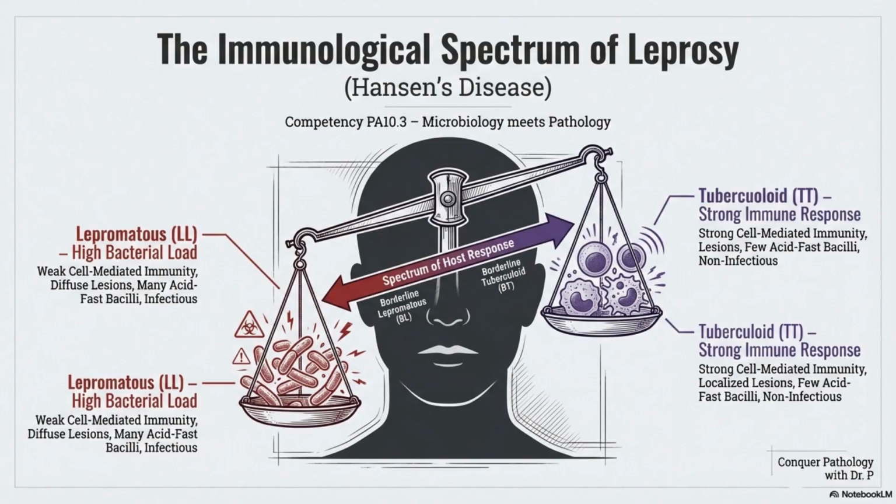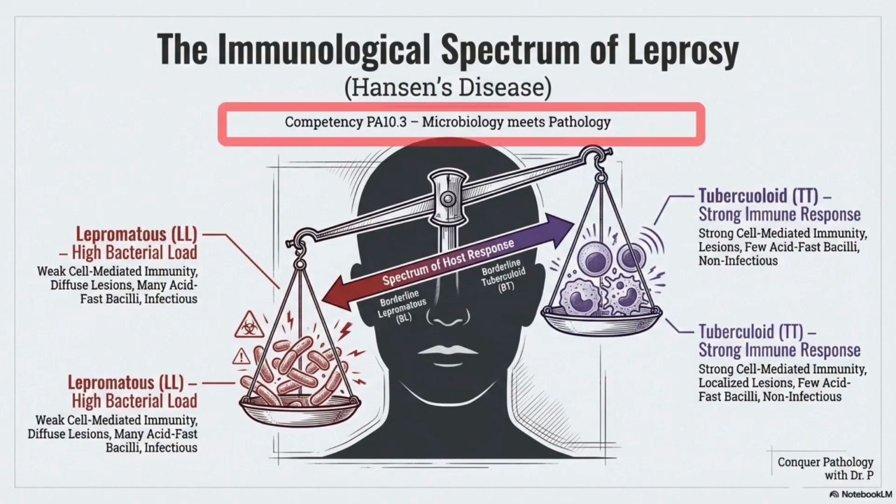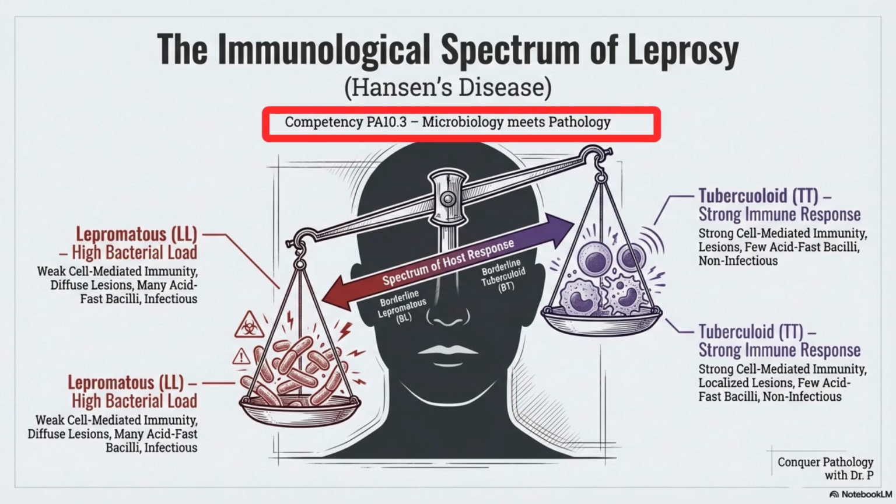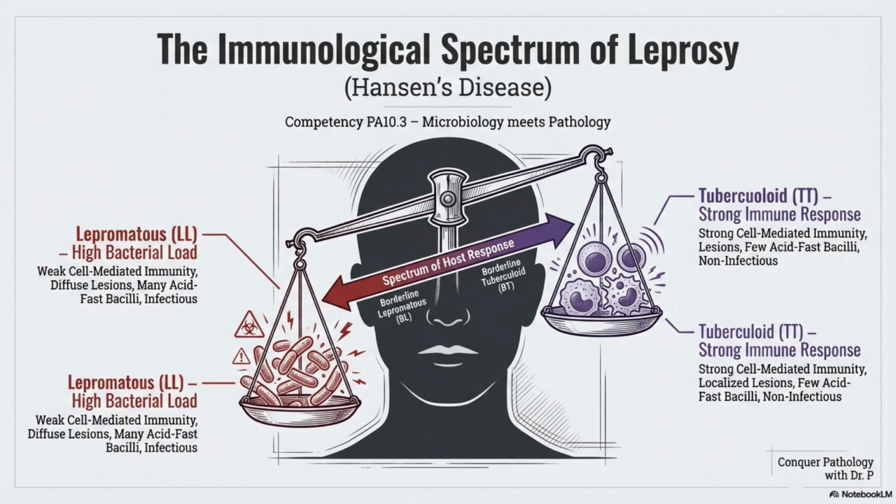Now let's move on to the competency PA10.3. This is where microbiology meets pathology. We are talking about leprosy, also known as Hansen's disease. But we aren't just looking at a bacteria, we are looking at a spectrum, from the strong immunity of tuberculoid to the weak immunity of lepromatous.